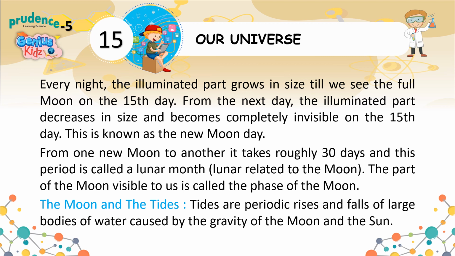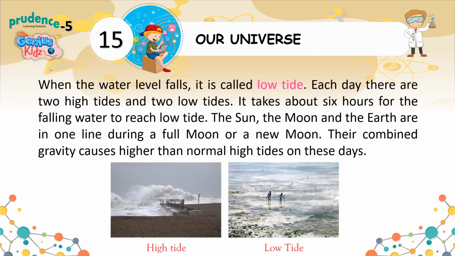The moon and the tides. Tides are periodic rises and falls of large bodies of water caused by the gravity of the moon and the sun. When the water level falls, it is called low tide. Each day there are 2 high tides and 2 low tides. It takes about 6 hours for the falling water to reach low tide. The sun, the moon and the earth are in one line during a full moon or a new moon. Their combined gravity causes higher than normal high tides on these days.